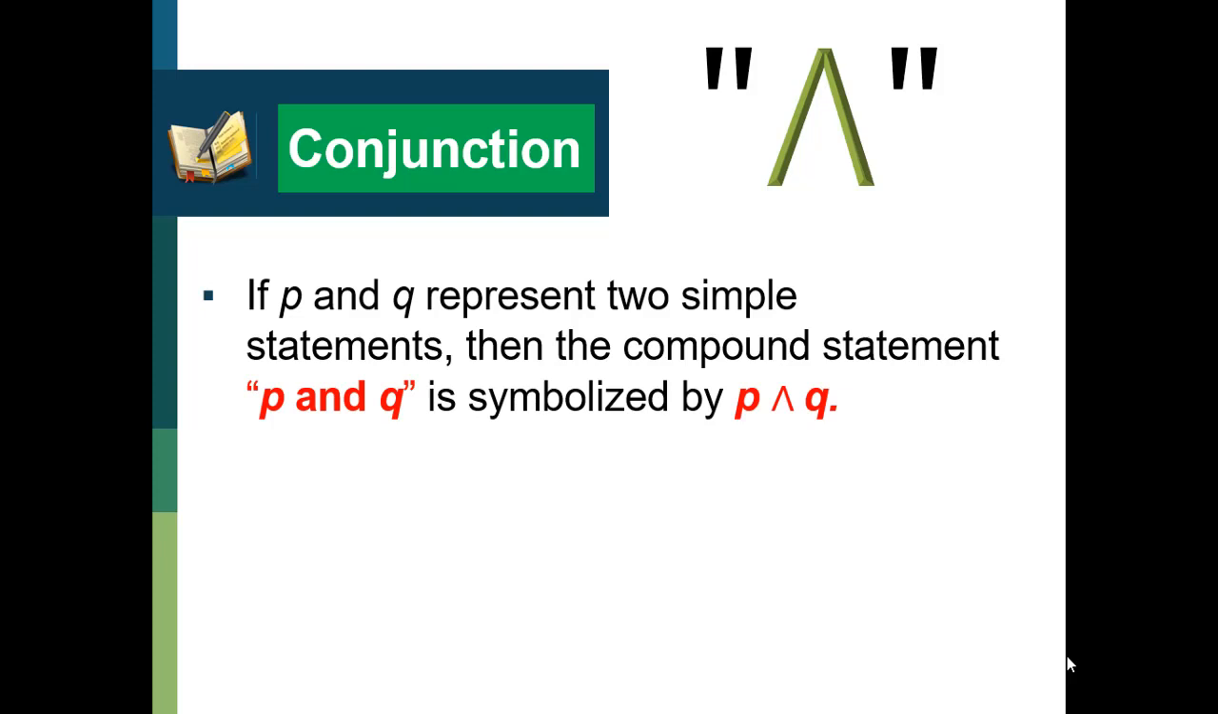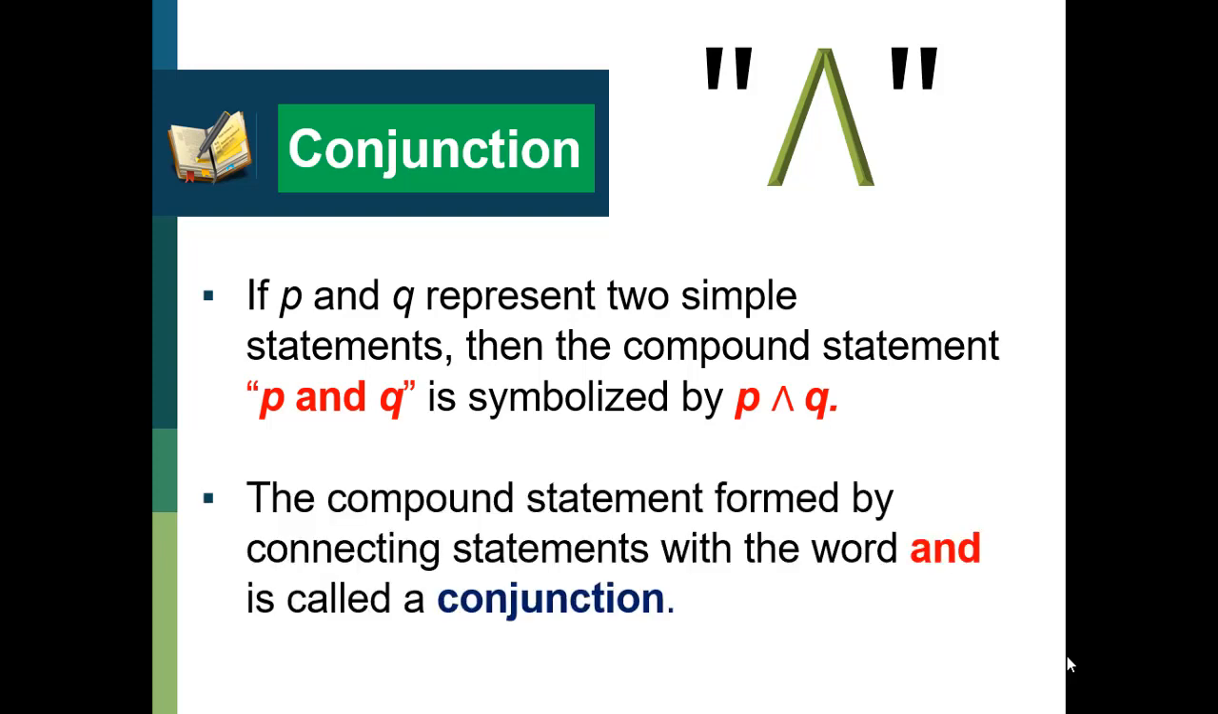We'll proceed with conjunction. And what is the symbol for conjunction? This is the symbol, the inverted letter V. Now, if P and Q represent two simple statements, then the compound statement P and Q is symbolized by P, the inverted letter V, and Q. And that is read as P and Q. The compound statement formed by connecting statements with the word and is called a conjunction. In English, we do have our conjunctions, right? And we know that the word and is one of the conjunctions in English. It's very easy to remember this concept.